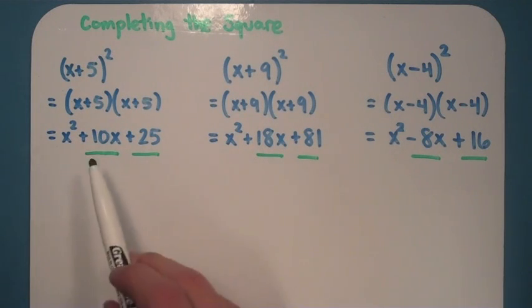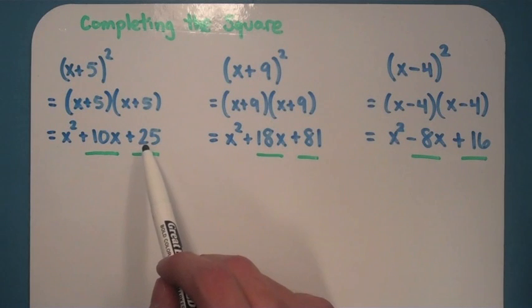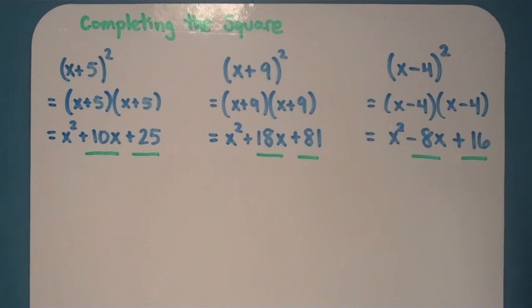In order to see that, we need to figure out some sort of pattern between how they got from the 10 to this 25 here, and how you got from this 18 to 81, negative 8 to 16. Maybe you see it after a little thinking, maybe you don't, but once it's been shown to you, you'll see where I'm going with things.